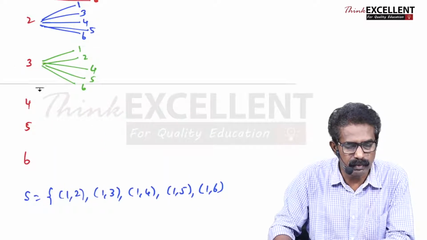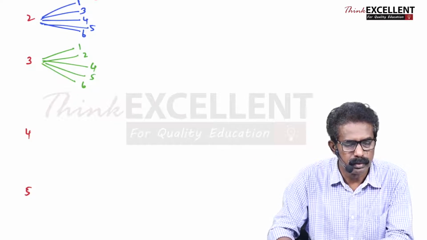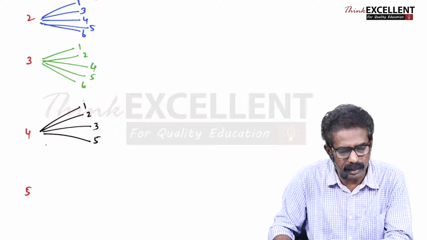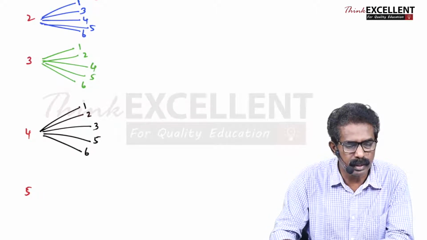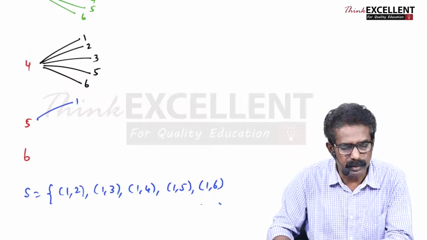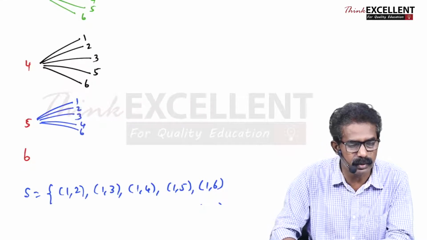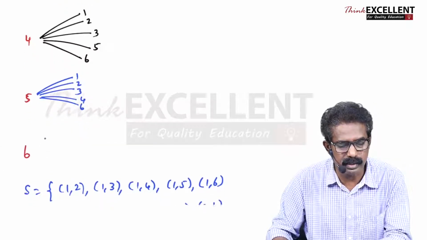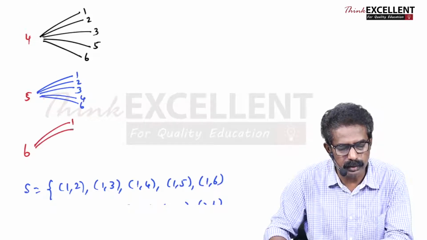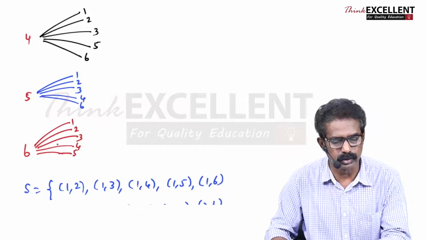So when you start with 4, you write 4,1; 4,2; 4,3; 4,5; 4,6, right? When you write 5, you write 5,1; 5,2; 5,3; 5,4; 5,5 don't write; 5,6 you write, right? Now when you write 6, you write 6,1; 6,2; 6,3; 6,4; 6,5, right? 6,6 you should not write.